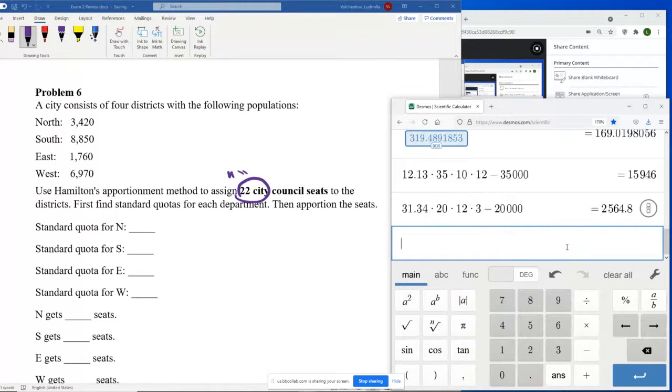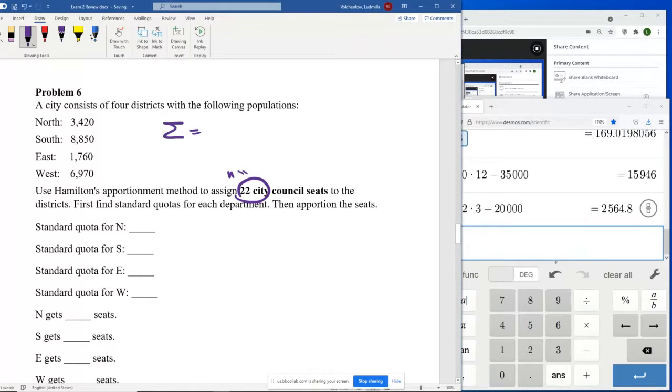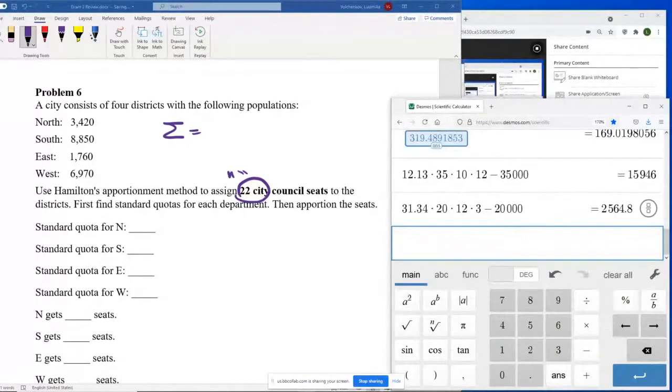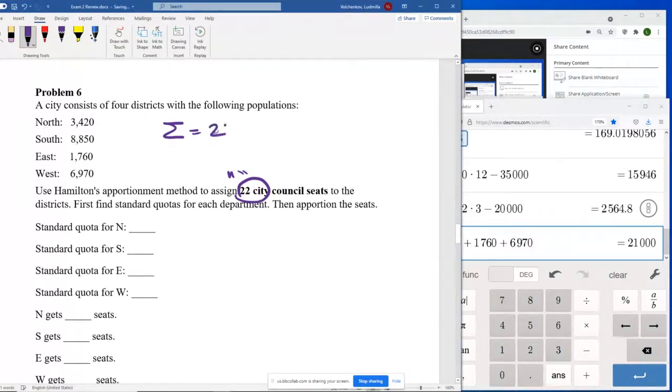So for Hamilton method, the first thing that we need is the total population. Let us add the populations of the districts together. 3,420 plus 8,850 plus 1,760 plus 6,917. So that all is 21,000. And then we use Hamilton method.